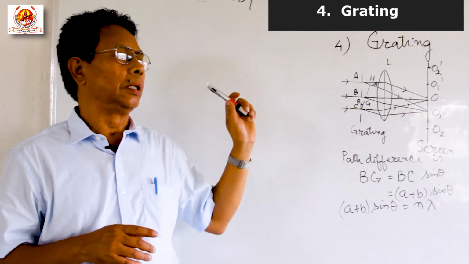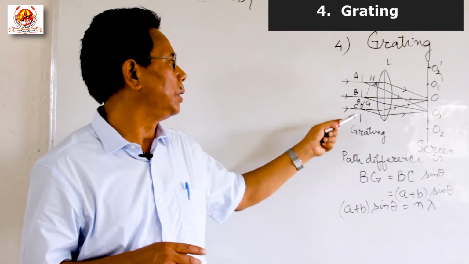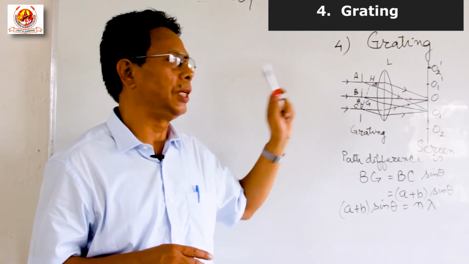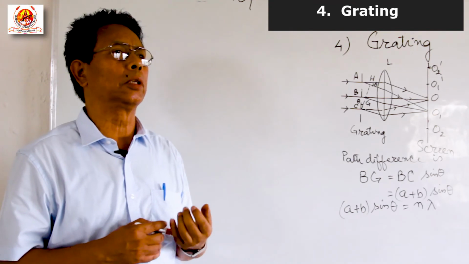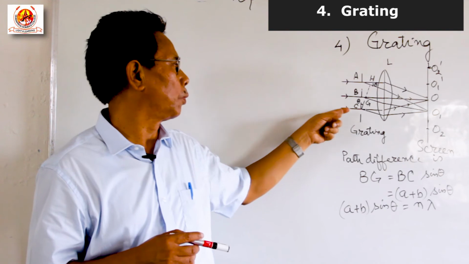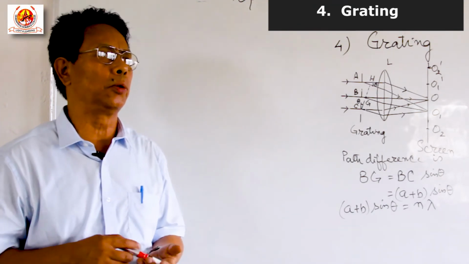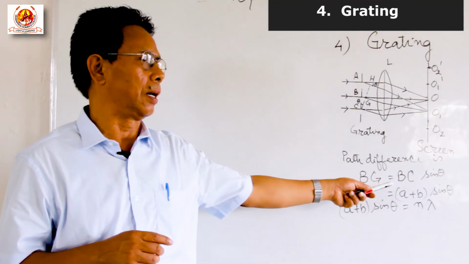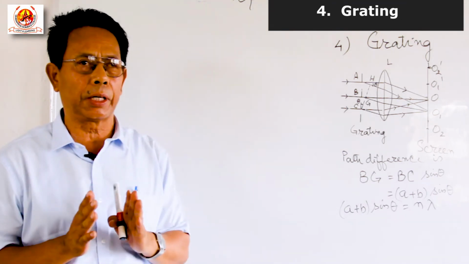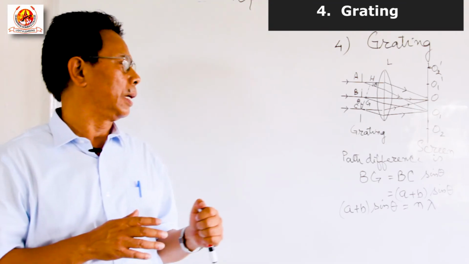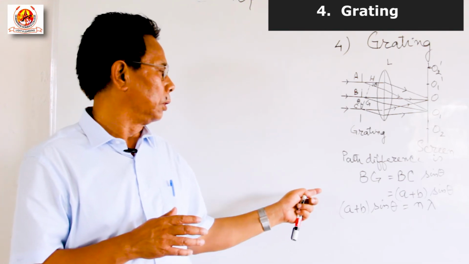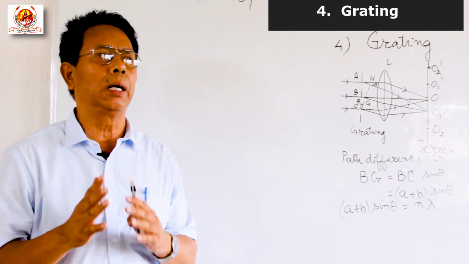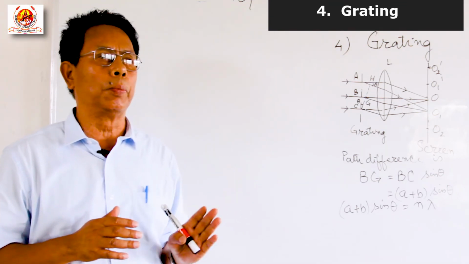If we draw a perpendicular CG on the deviated rays, the distance BG will be the path difference between the two rays which are diffracted from the points B and C. By very simple geometry, we can easily show that this path difference BG is equal to BC sine theta, where theta is the angle of diffraction for this particular set of light. So this path difference, a plus b sine theta, if it is equal to even multiples of lambda by 2, where lambda is the wavelength of the incident monochromatic light.